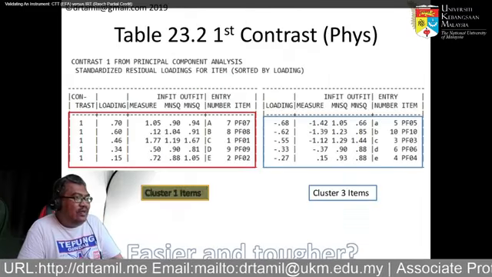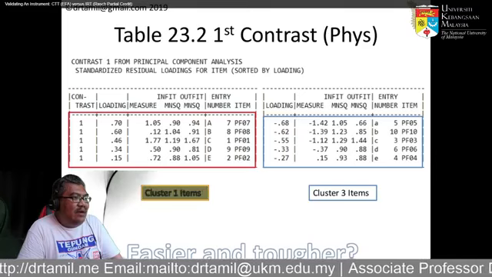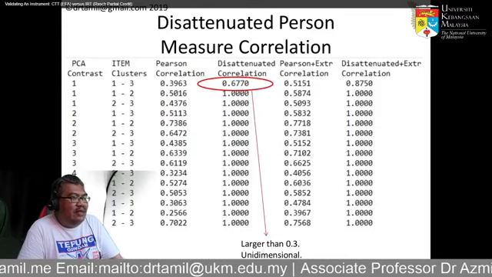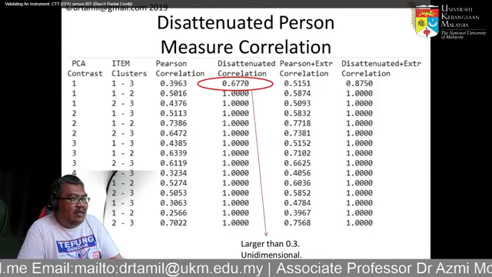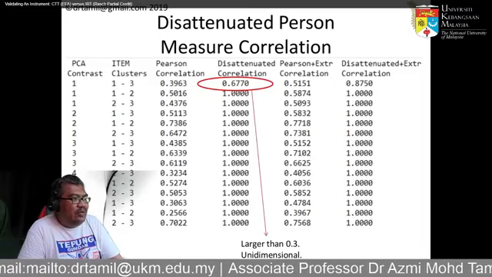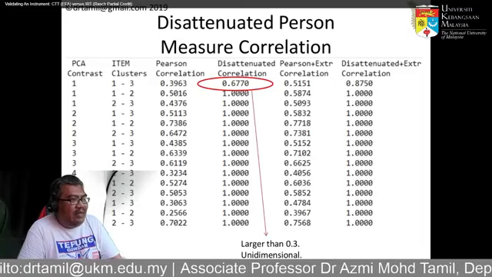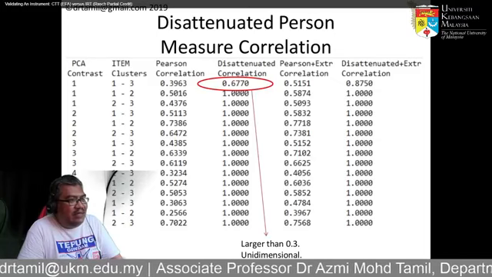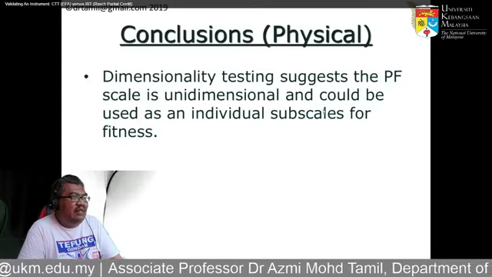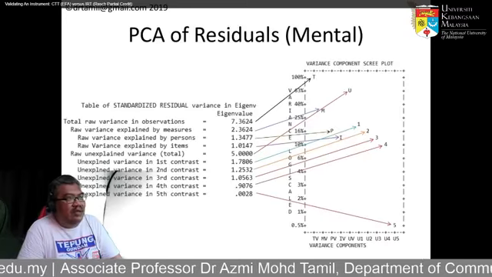Although this one shows that there are two, the two are off in a minor way, not in a major way. Therefore, you can use this analysis as a single dimension of physical function. No need to separate it into two separate dimensions because they are the same thing, but only one is measuring easier events, the other is measuring tougher events. So dimensionality testing suggests that physical function is unidimensional and could be used as an individual subscale for fitness. Same thing for mental health.